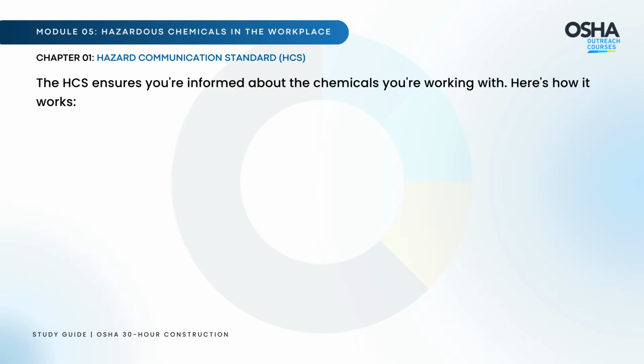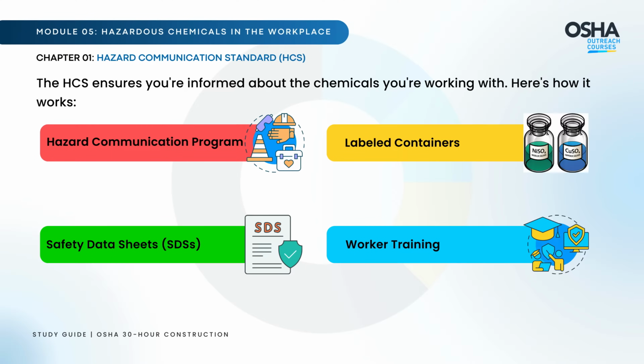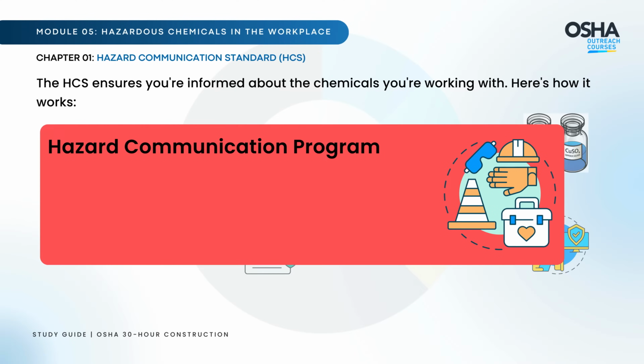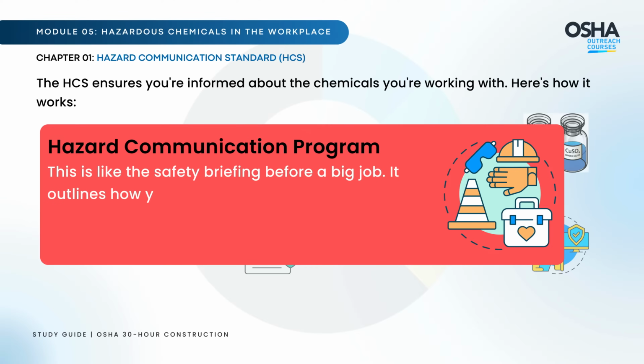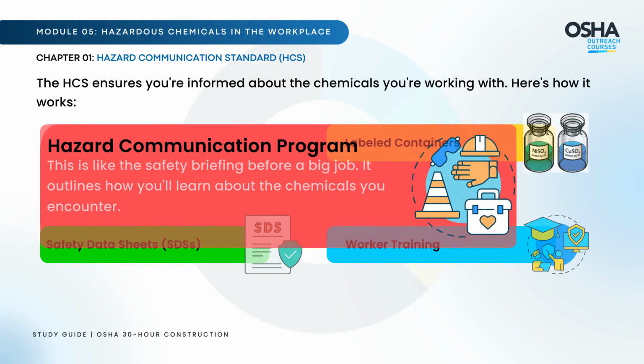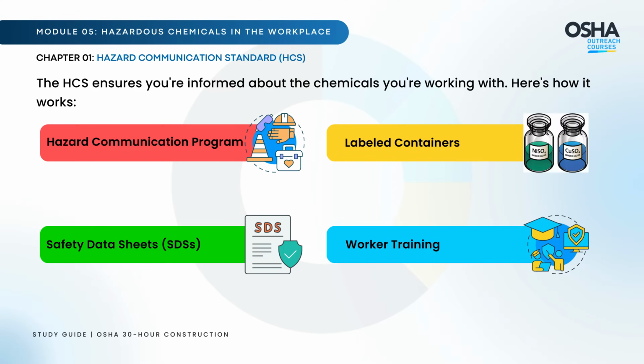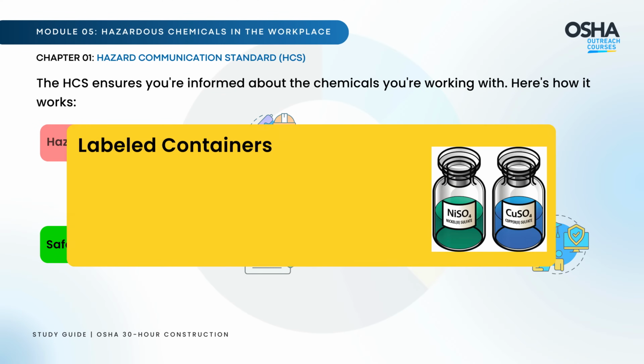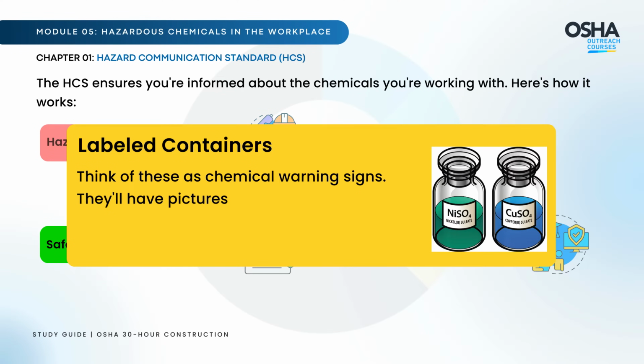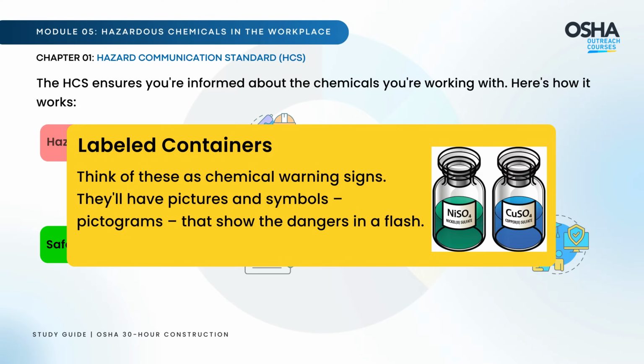Here's how it works. First up, Hazard Communication Program. This is like the safety briefing before a big job. It outlines how you'll learn about the chemicals you encounter. Now, labeled containers. Think of these as chemical warning signs. They'll have pictures and symbols, pictograms, that show the dangers in a flash.